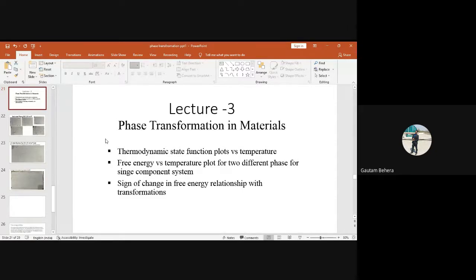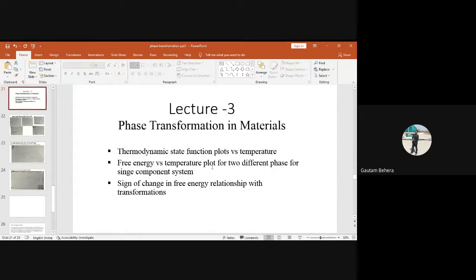This is thermodynamic state functions, plots versus temperature. So today in this lecture, I'll be showing you individual plots of different state functions, your enthalpy, your entropy, your free energy, your Cp, with respect to temperature. And also, I'll show you the free energy versus temperature plot for 2 different phases for a single component system.